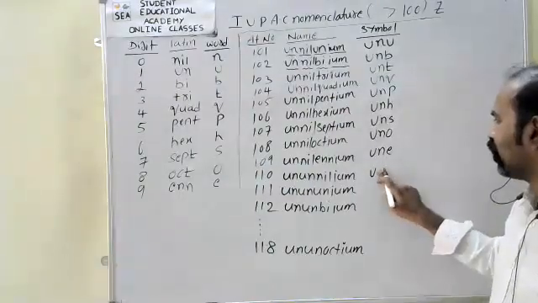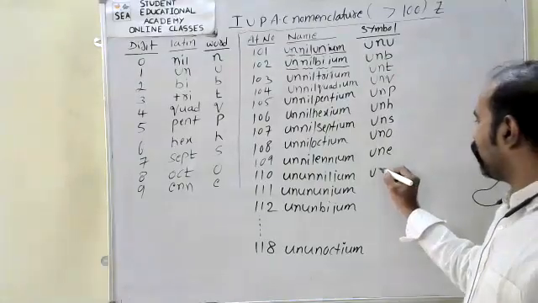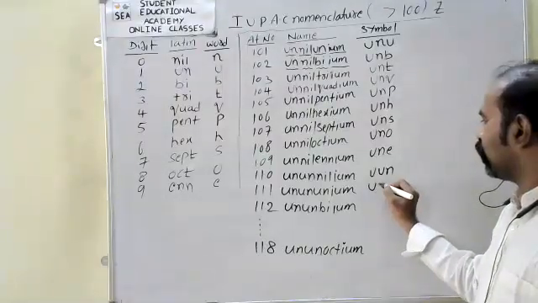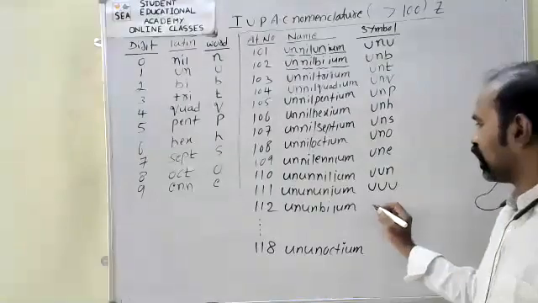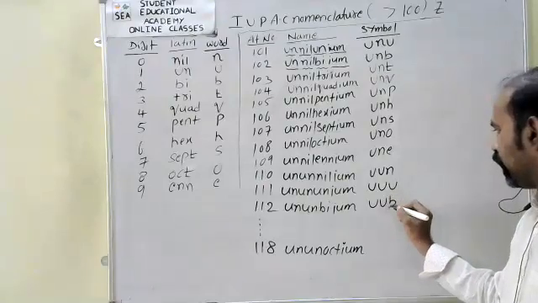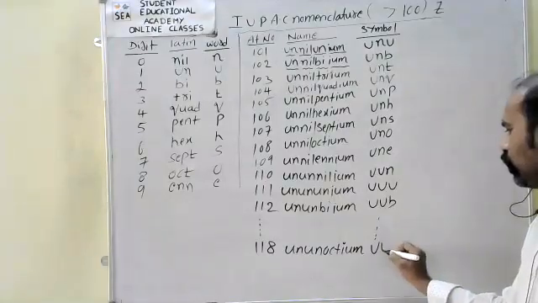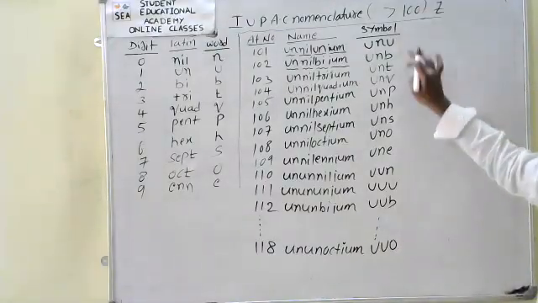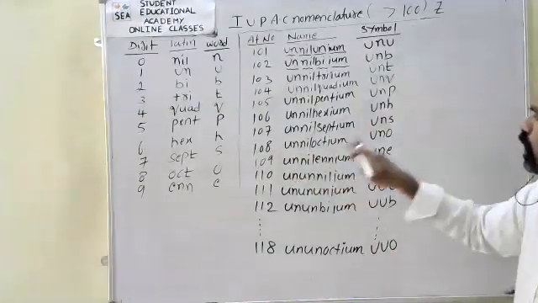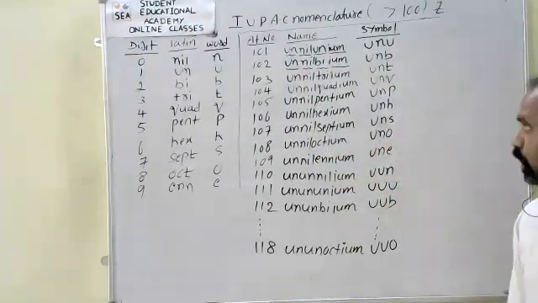110 symbol: UUN. Very good. 111: UUU. 112: UUB. And 118: UUO. These are the shortcut symbols. If anywhere they give 108, what is the symbol? UNO. That is the 108 symbol.